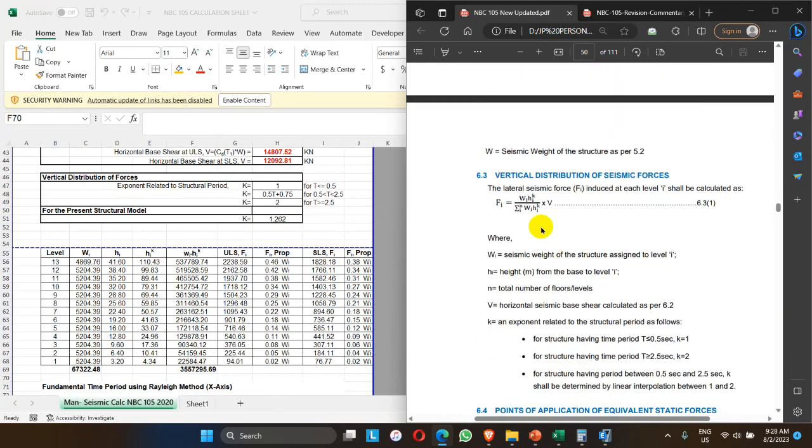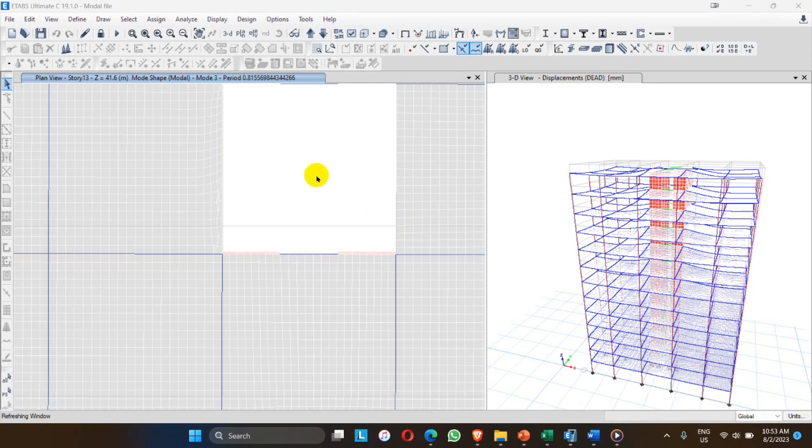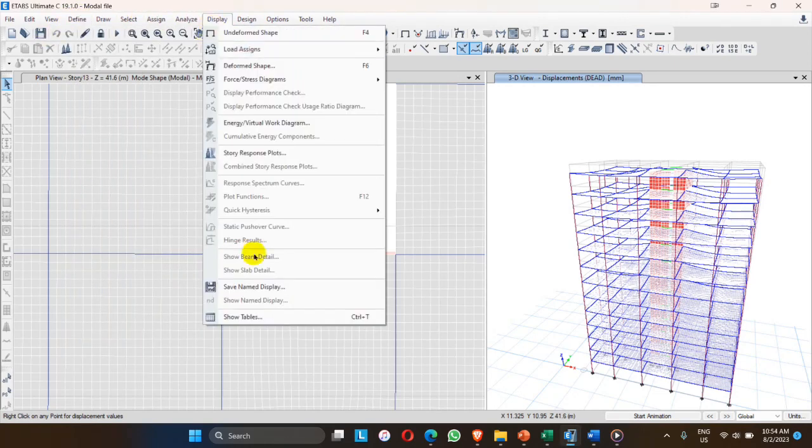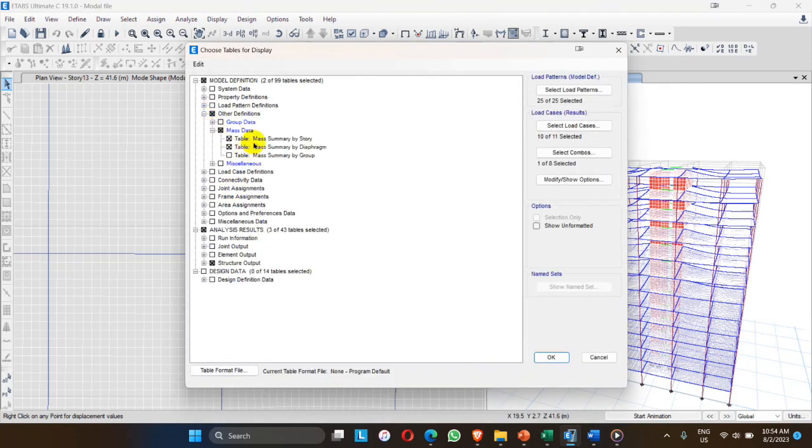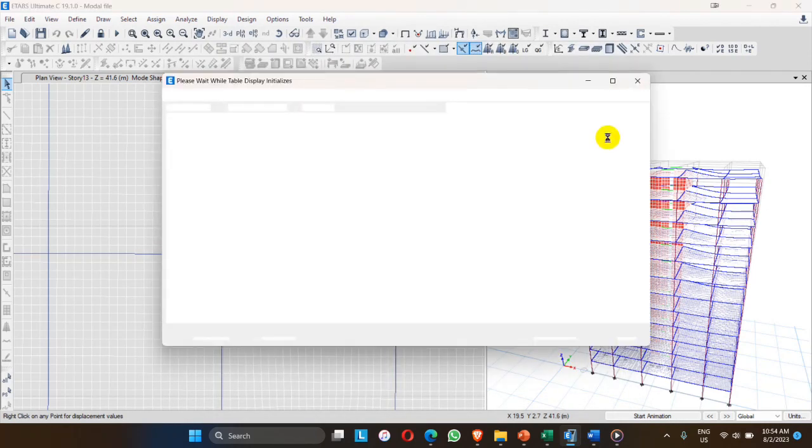So the particular distribution of seismic force Fi is calculated by this formula: Wi Hi^k divided by the summation of Wi Hi^k, multiplied by the horizontal seismic base shear V_B. Let me check the story level mass in ETABS. So here, let me go to Tables, Other Definitions, Mass Data, and select Mass Summary by Story and Mass Summary by Diaphragm. Let me click OK.